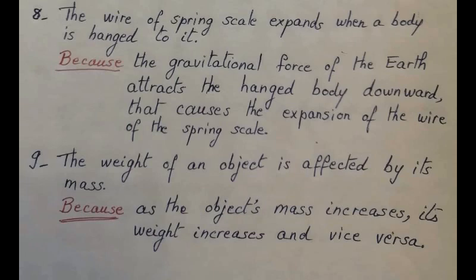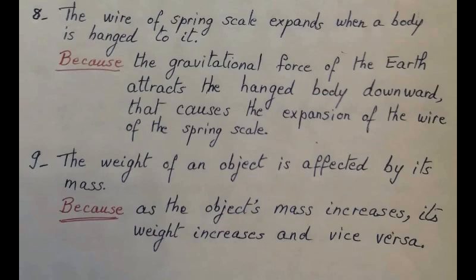Number 8. The wire of the spring scale expands when a body is hanged to it. Why? Because the gravitational force of the earth attracts the hanged body downward. That causes the expansion of the wire of the spring scale.